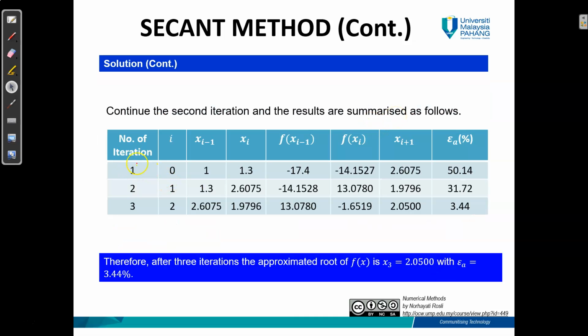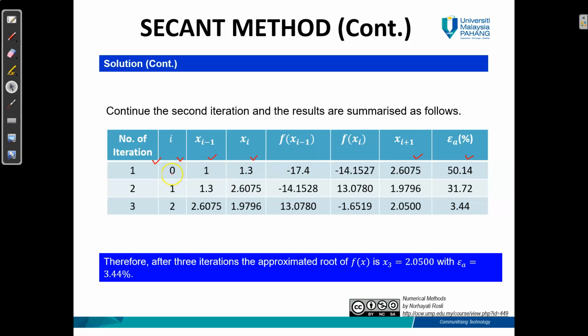In this table, we'll have here number of iteration, our i, xi minus 1. This is an additional part compared with Newton-Raphson method. And then we have here xi, function of xi minus 1, function of xi. Then you compute your xi plus 1, this one using secant method formula. Then we compute epsilon A. You can try by yourself to do the second and third iteration.